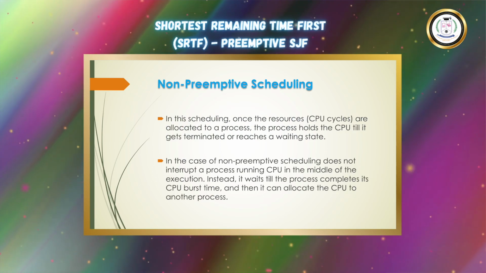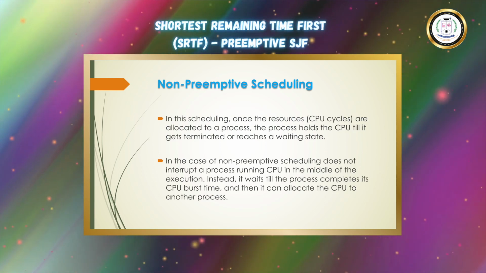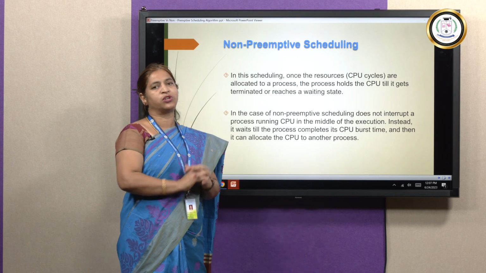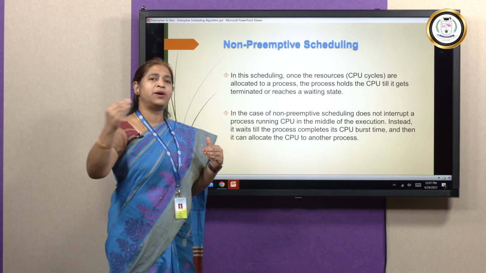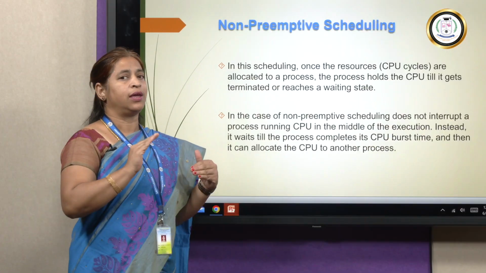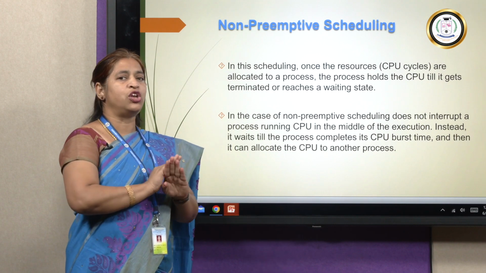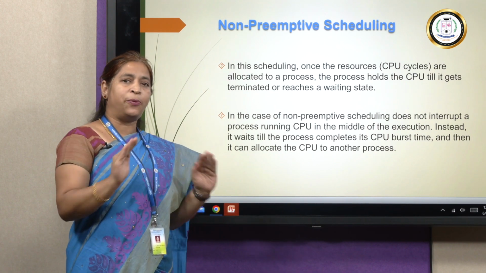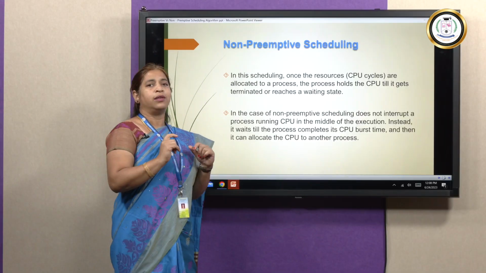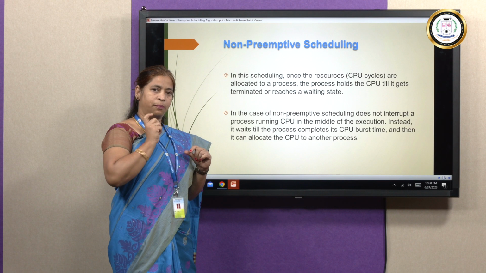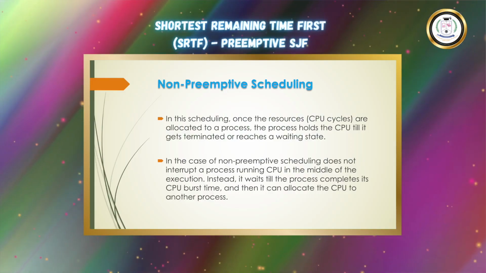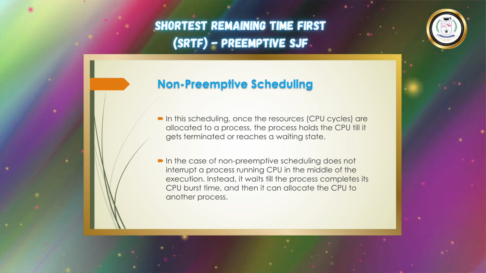But in the case of non-preemptive scheduling, it is not so. Once the CPU is allocated to a running process, though some other process enters into a ready queue with least burst time, even then the running process will not be stopped. It will not be preempted. That's why we call this as non-preemptive scheduling. The CPU cycles must be allocated for the entire burst time for a running process.